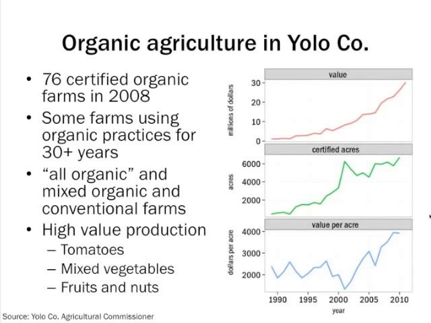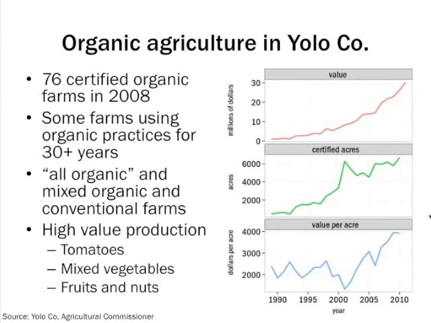Organic agriculture in Yolo County has quite a long history. In 2008, there were 76 certified organic farms, and some of these farms had been using organic practices for more than 30 years, well before the establishment of our national standards. There's a mix of what I'm calling all organic and mixed organic and conventional farms, by which I mean that some farms have all of their land certified as organic and other farms maintain a mix of both certified organic and conventional fields. The production in Yolo County is pretty high value.